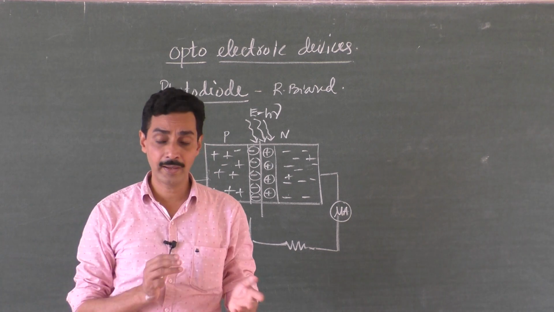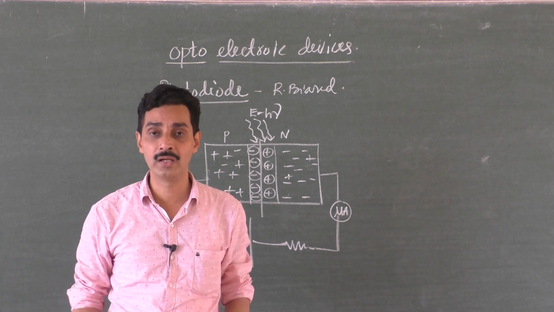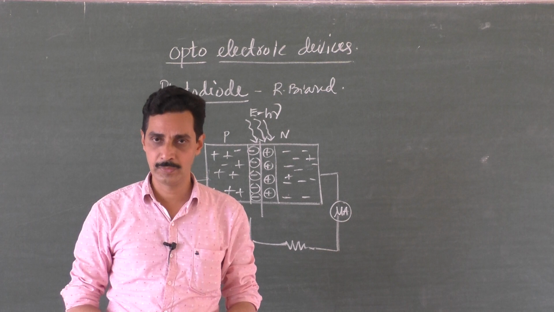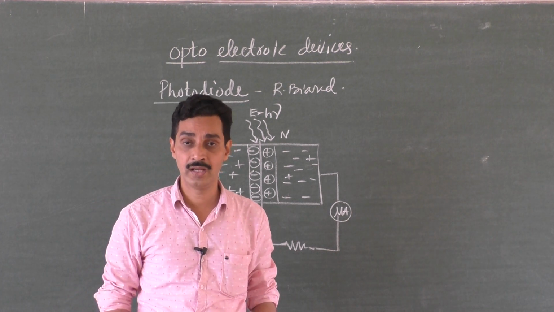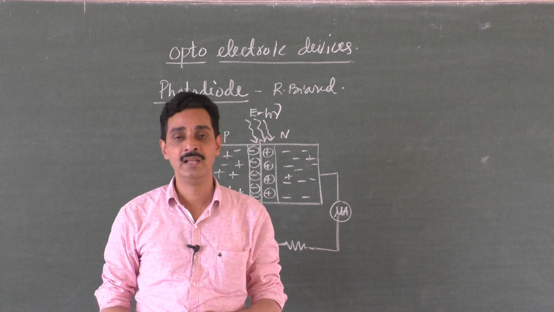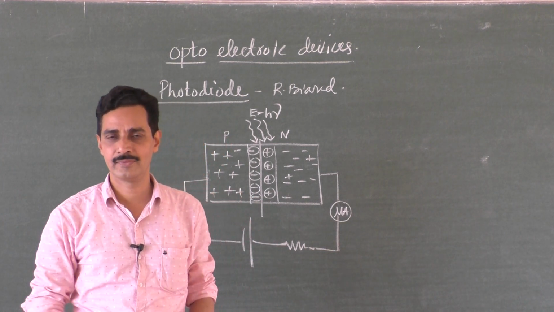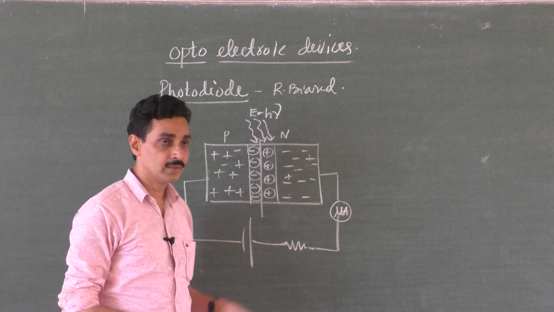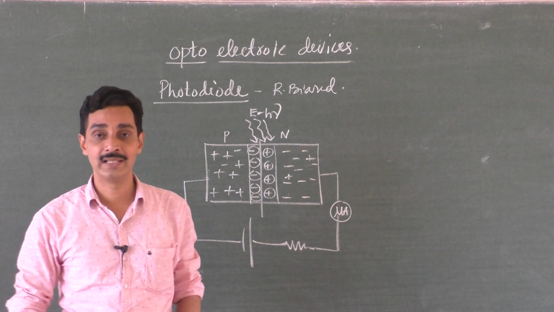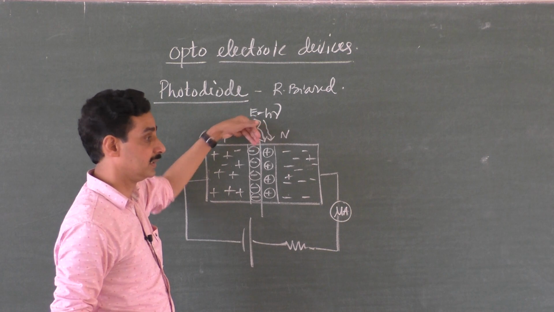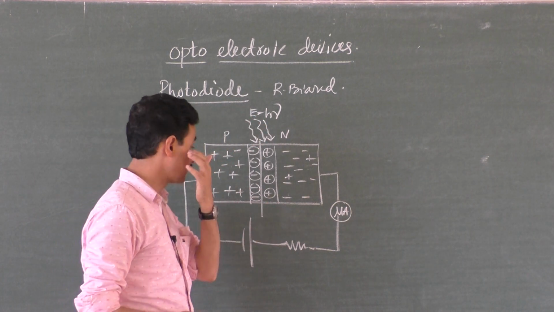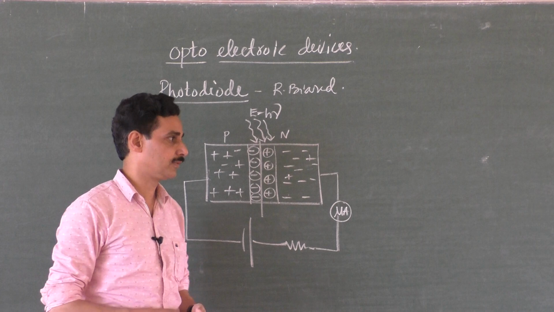So electron-hole pairs will be more and more as the light falling on the junction will be more, and so the value of the reverse bias current is directly proportional to the intensity of light falling on the diode. That is why this is a diode which converts the intensity of light into an electrical signal, because reverse bias current depends on the intensity of light.